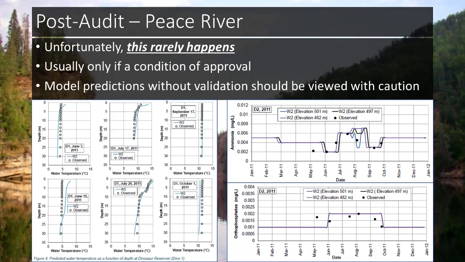It's not after the project was developed, but this is monitoring that was completed, I think it was 2 years after the EA predictions had been made. So the lines on these graphs are what we had actually put in the EA in terms of temperature. I think this is water temperature in dinosaur reservoir. This is where we calibrated our model.